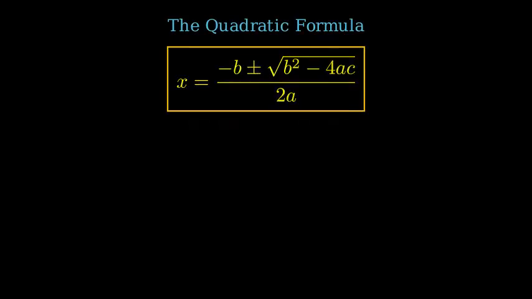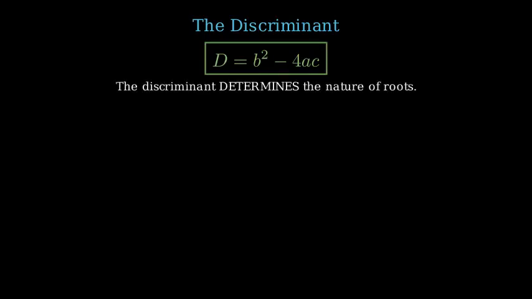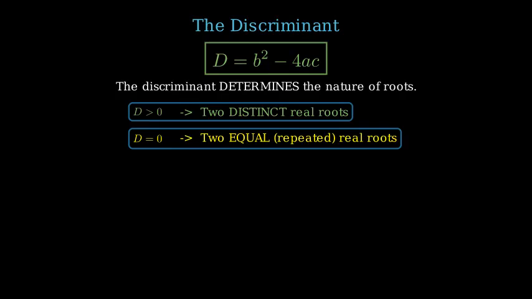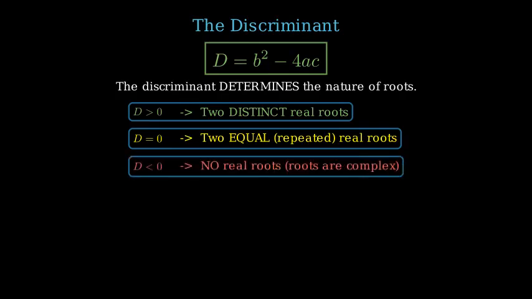In this section we study the nature of roots using the quadratic formula. The roots of ax squared plus bx plus c equals 0 are given by the quadratic formula x equals negative b plus or minus the square root of b squared minus 4ac, all divided by 2a. This formula is valid when b squared minus 4ac is greater than or equal to 0. The expression D equals b squared minus 4ac is called the discriminant. The discriminant determines the nature of the roots without actually solving the equation.